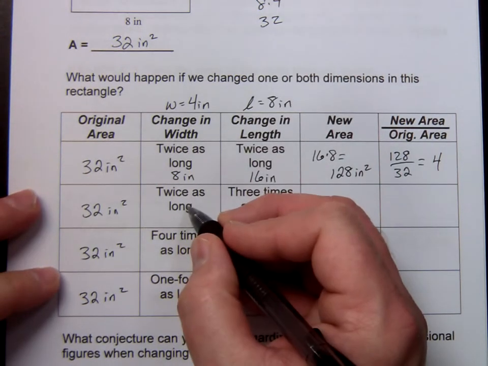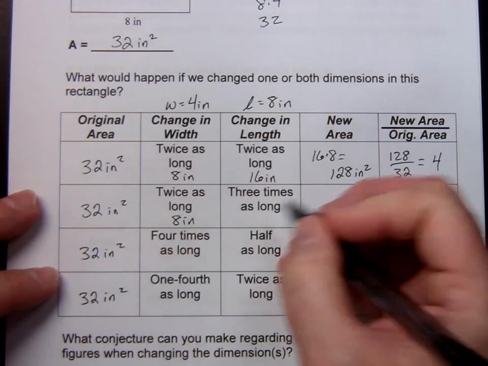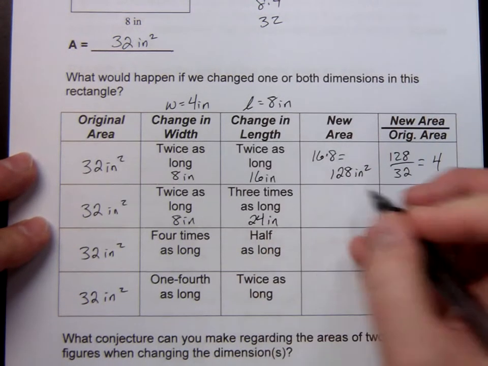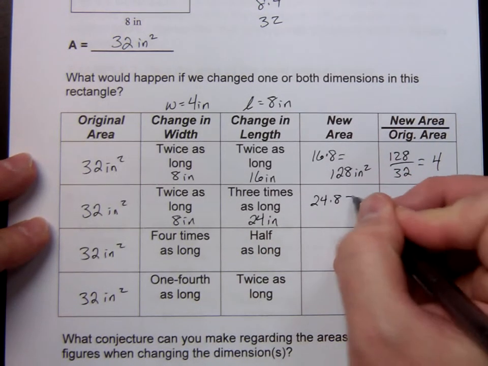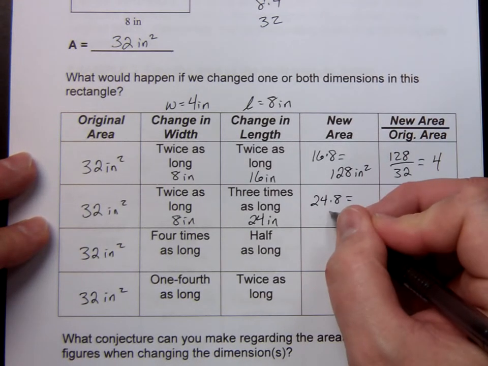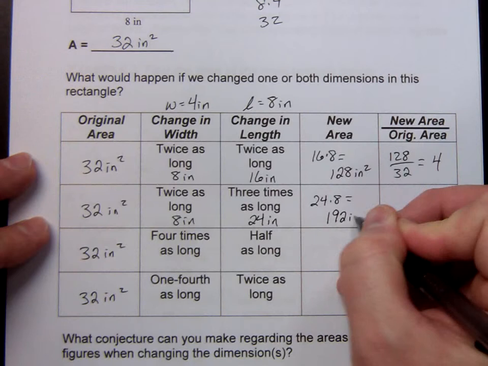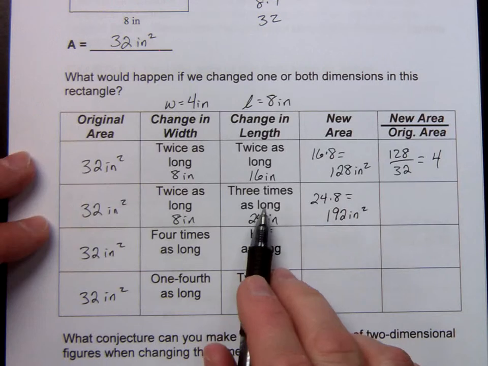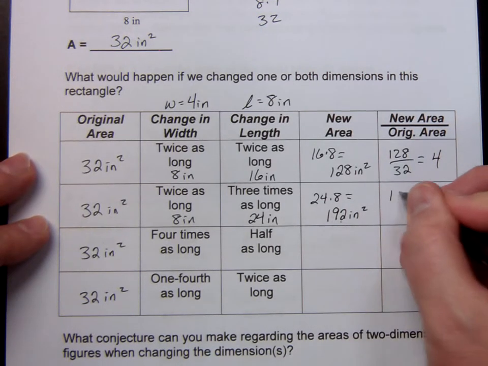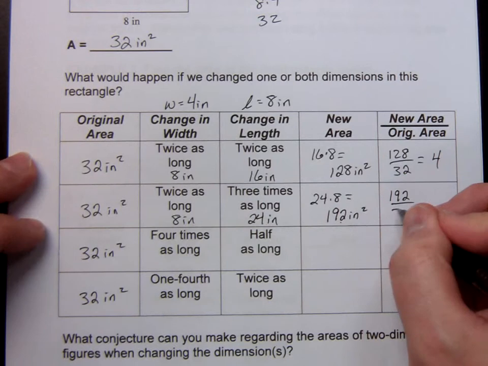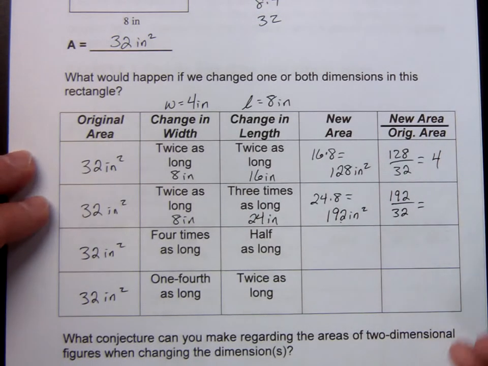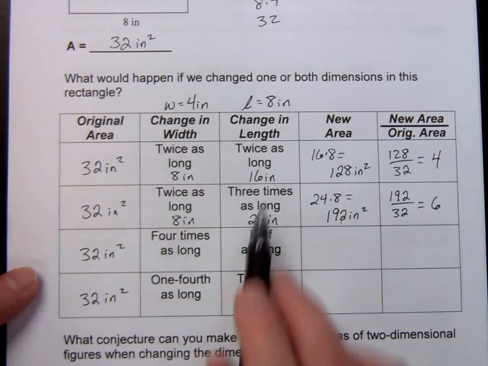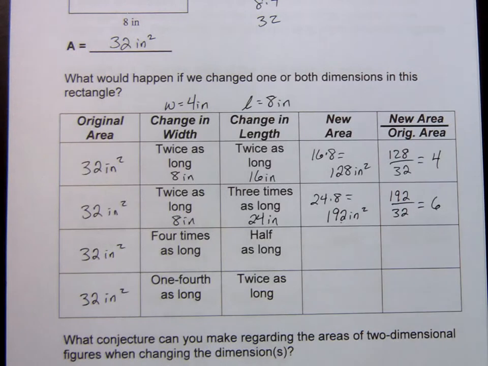All right, this time let's make the width twice as long, so it'll be 8. And let's make the length 3 times as long. So 8 times 3 is 24. So if we do our length times width, we get 192 inches squared. So once we double the width and triple the length, this is our new area. Let's take our new area, divide it by the original area, and see how many times larger it is. 192 divided by 32 is 6. So by making these changes, we made the area 6 times as large.